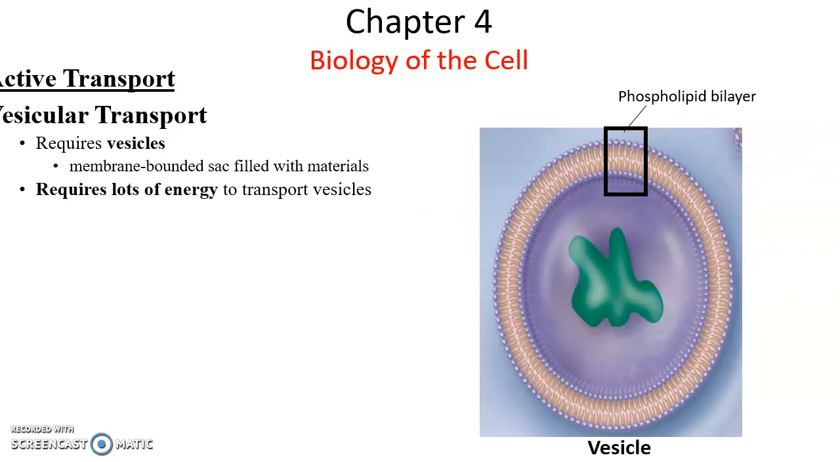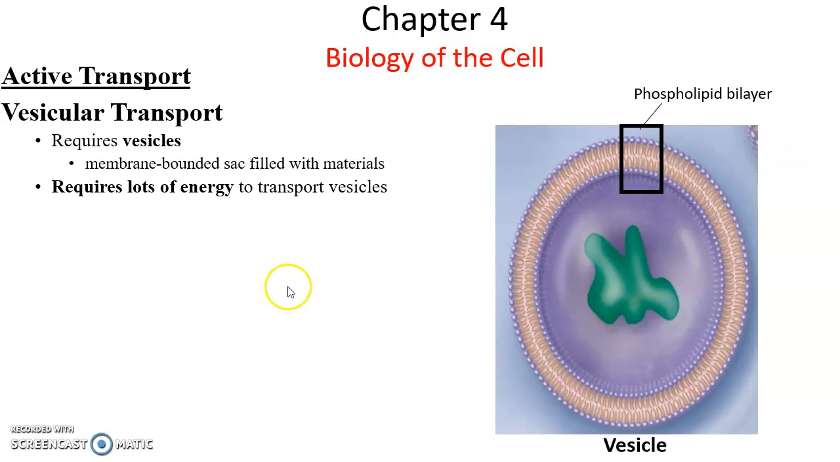We also have vesicular transport. This is using vesicles to move materials. A vesicle is a membrane-bound structure. It's like a sack or a bag filled with something. And the production and movement of the vesicles requires a lot of energy. So you won't see ATP noted anywhere, but a lot of ATP is being used.